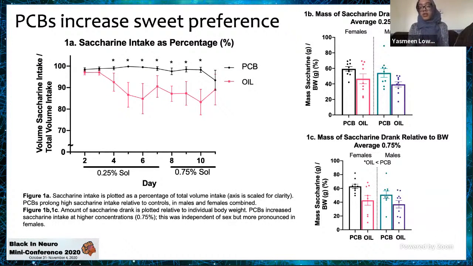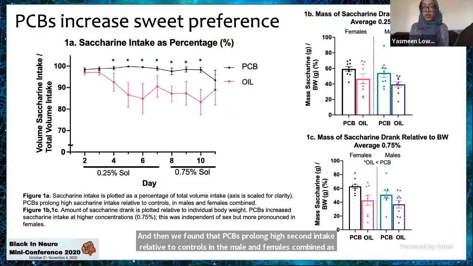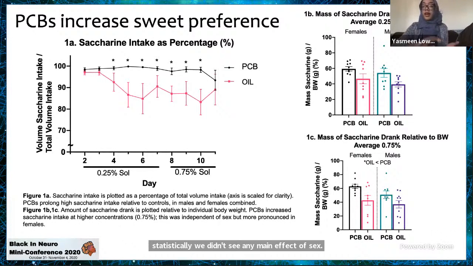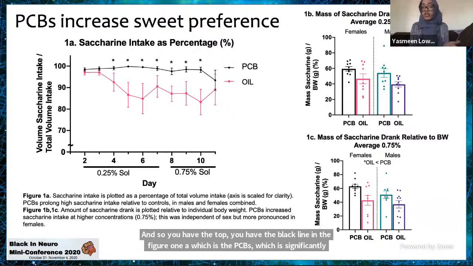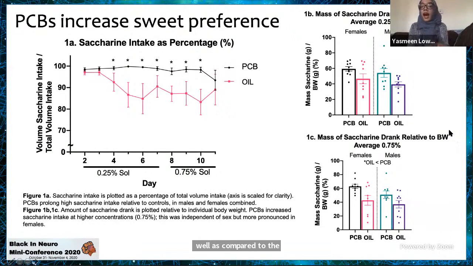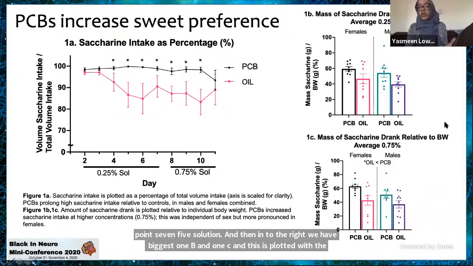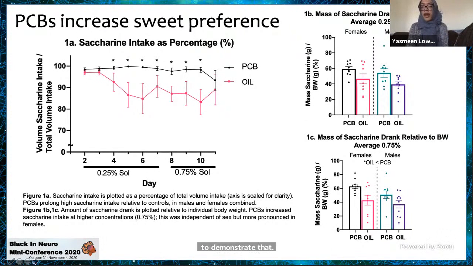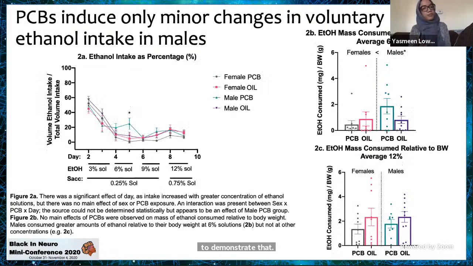To the right, we have figures 1B and 1C, which plot the mass of saccharin relative to body weight. Although we didn't see any sex effects, this is plotted by sex just to demonstrate that. We saw that PCBs increased saccharin intake at higher concentrations. At the 0.75% solution, PCBs increased saccharin intake, and although there weren't any sex effects, this was more pronounced in females, as you can see in figure 1C. Next slide, please.